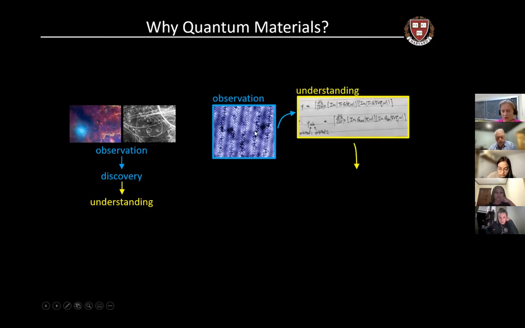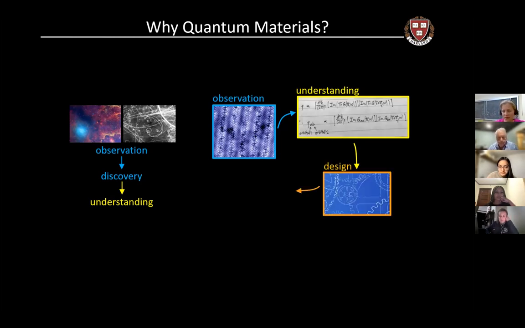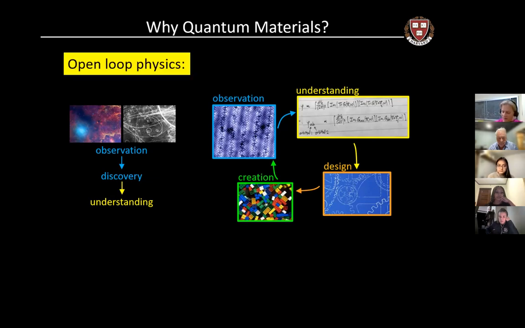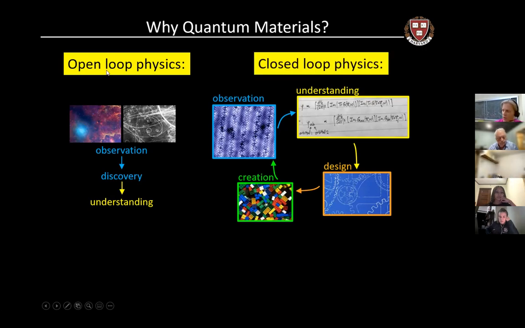And then we try to write down equations to understand what we've observed. But then we can take this additional step, which is based on our understanding of the world: we can design new materials and we can build them. So the difference between the astronomical physics and the subatomic physics is that this is open loop physics, whereas in quantum materials, we're doing closed loop physics.